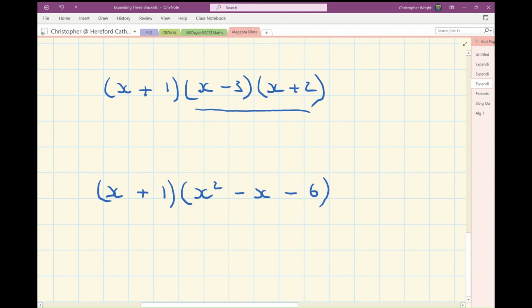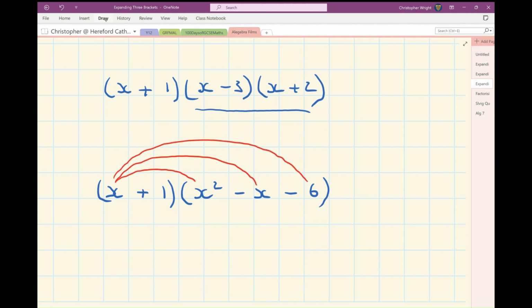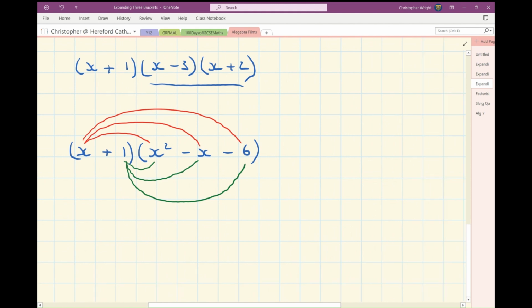So I've multiplied together my second two brackets, and now I've got x plus 1 multiplied by x squared minus x minus 6. So what am I going to do here? Well, I'm going to do x multiplied by everything in the second bracket: x times x squared, x times minus x, and x times minus 6. And then I'm going to do 1 multiplied by everything in the second bracket: 1 times x squared, 1 times minus x, and 1 times minus 6.